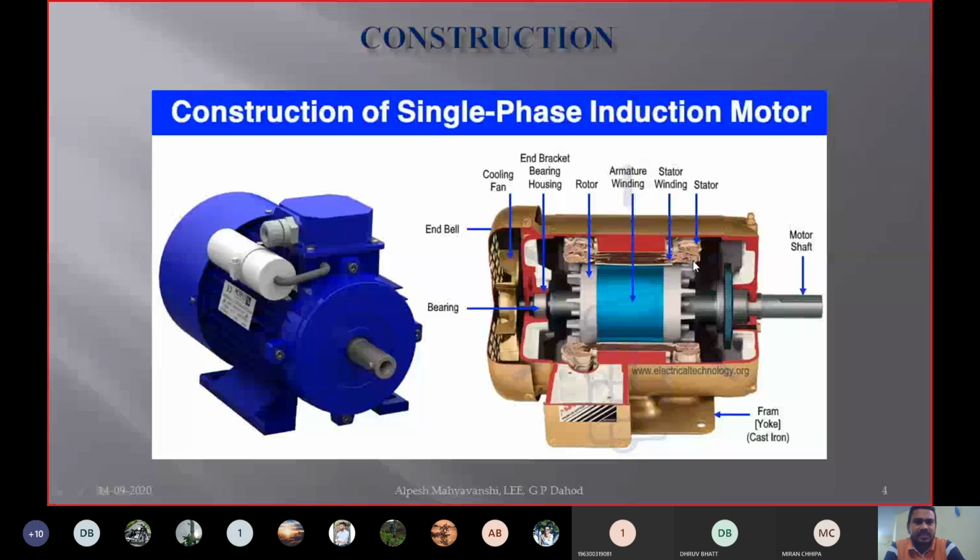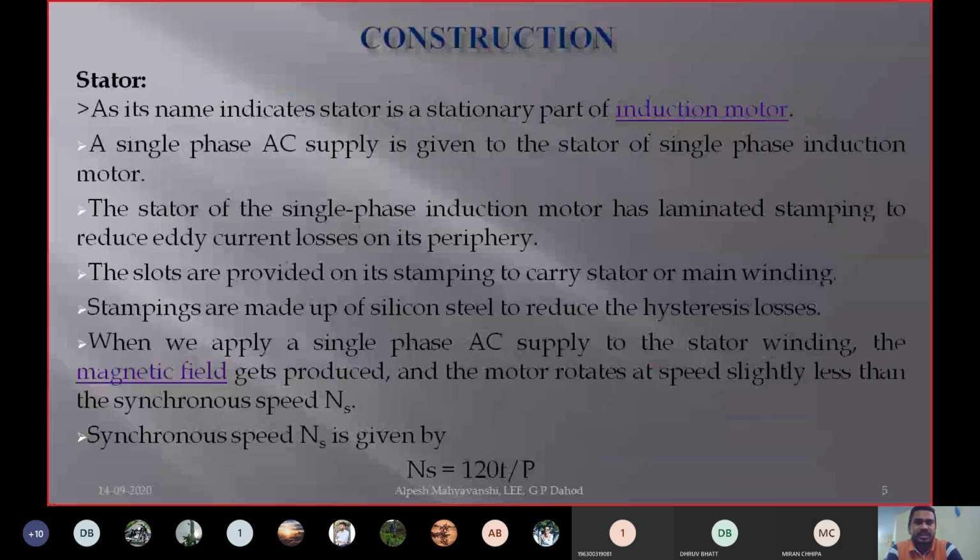The stator of a single phase induction motor has laminated stamping to reduce eddy current losses on its periphery. Which type of stator is used? It is of laminated stamping type. Why is it laminated? Because it reduces the eddy current losses.